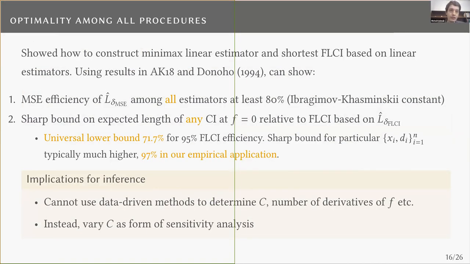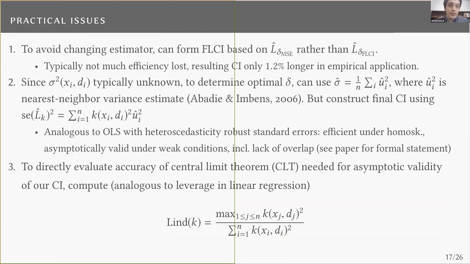So far I showed you how to construct linear estimators with the best possible weights and confidence intervals based on these linear estimators. It turns out that this is not restrictive. We discussed in the paper that these confidence intervals and estimators are nearly efficient among all procedures, not just linear ones.